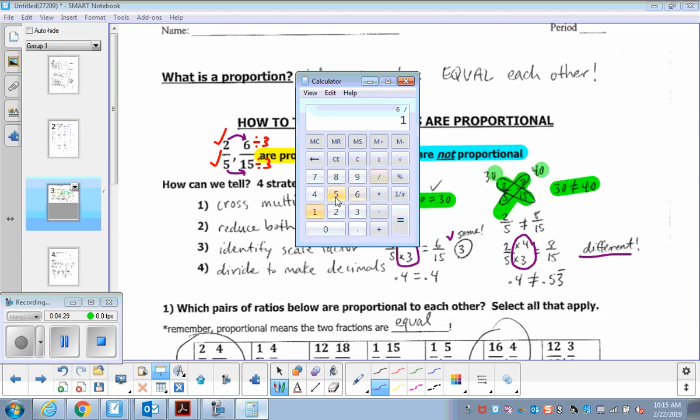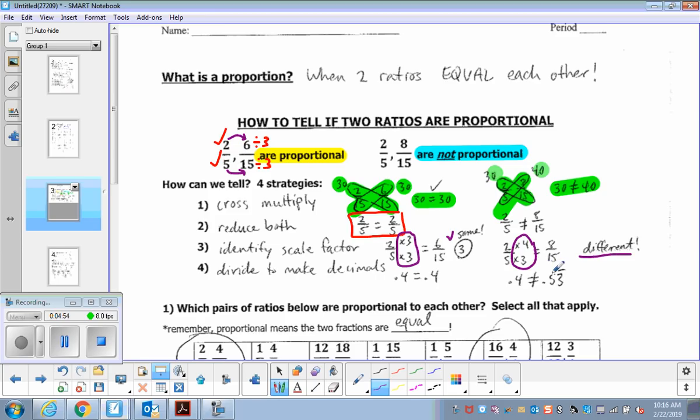6 divided by 15 is also 0.4. And since the fractions are the same, yes, they're proportional. Now over here, when we take the 2/5, 2/5 gets divided, still a 0.4. And over here, we're going to take 8 and divide it by the 15. And that's going to be a 0.53 with the 3's repeating. So since you get different decimals, then no, they're not proportional.